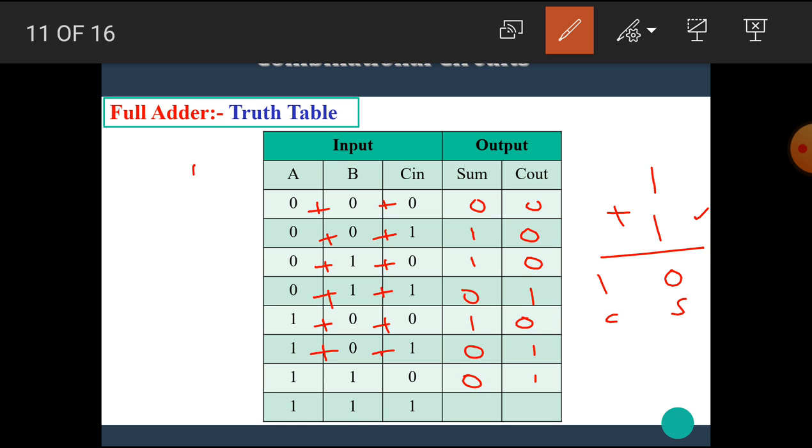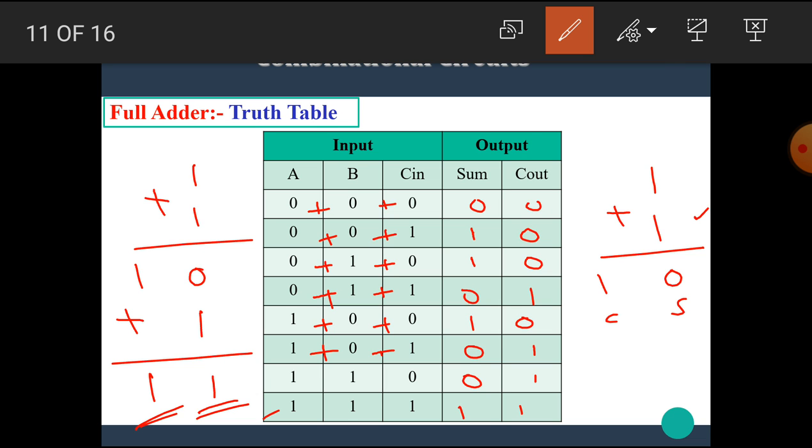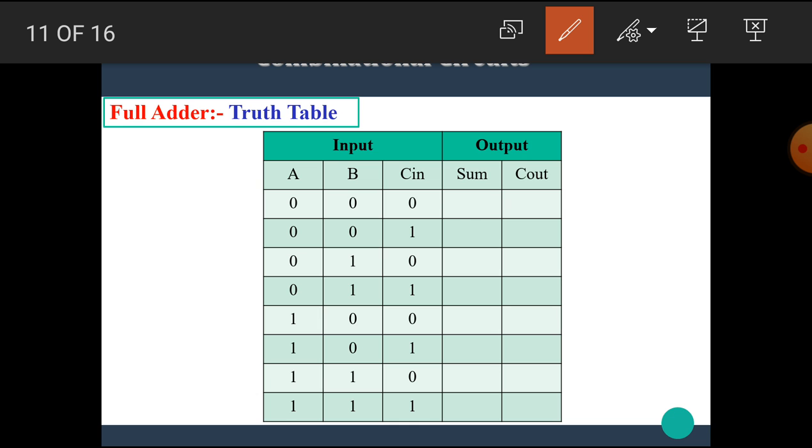Here the condition 1 plus 1 occurs, sum is 0 and carry is 1. Again 1 plus 1 plus 1, sum is 1 and carry is also 1. Okay, I hope you all understand how to write the truth table. In short, we can say that if all the literals are 0, then sum is 0, carry is 0. If only 1 is present, that means sum is 1, carry is 0. Here also only 1 is present, here sum is 1, carry is 0.